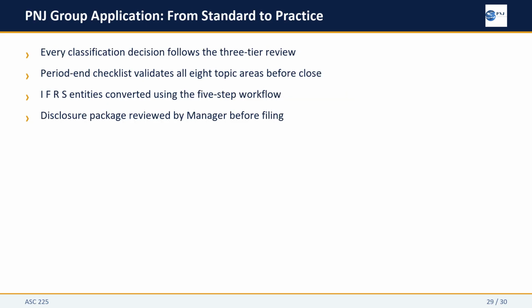Everything in this course comes to life through PNJ Group's own processes. The 3-tier review, transaction manager, team leader, manager, ensures every classification decision is challenged before it is locked. The period-end checklist covers all 8 topic areas systematically. IFRS conversions follow a disciplined 5-step workflow, and the disclosure package earns manager sign-off before anything leaves the building. Standards create the rules. Process makes them stick.